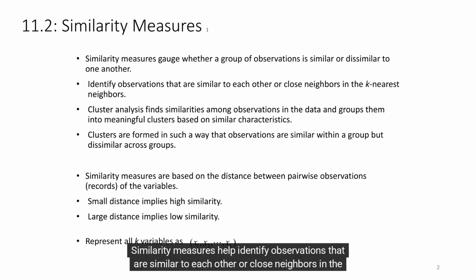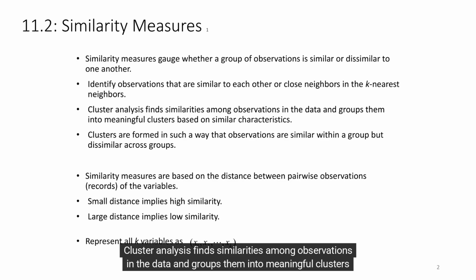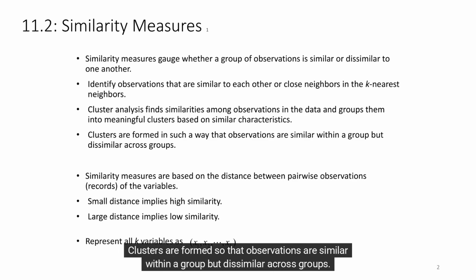Similarity measures help identify observations that are similar to each other or close neighbors in the k-nearest neighbors algorithm. Cluster analysis finds similarities among observations in the data and groups them into meaningful clusters based on similar characteristics. Clusters are formed so that observations are similar within a group but dissimilar across groups.